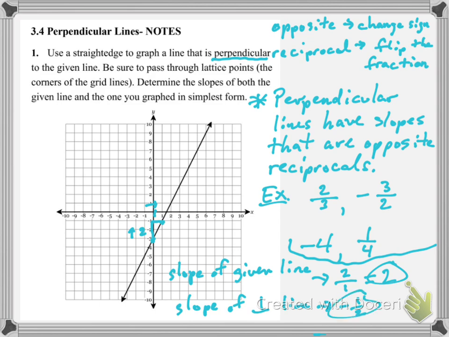Now, we can start at any point we want. I'll start here maybe. So then, now negative 1/2, I'll go down 1 to the right 2. There's my point. And there's my line perpendicular. Okay. So again, use the line, find your given slope, then change the sign, flip the fraction.